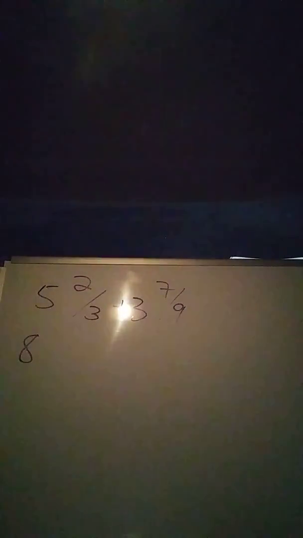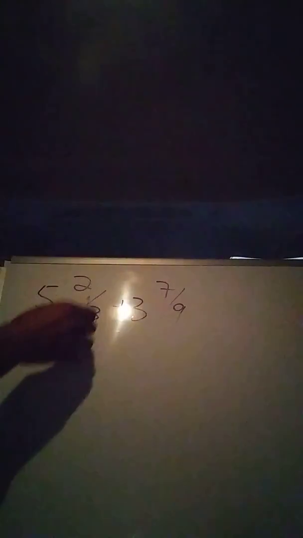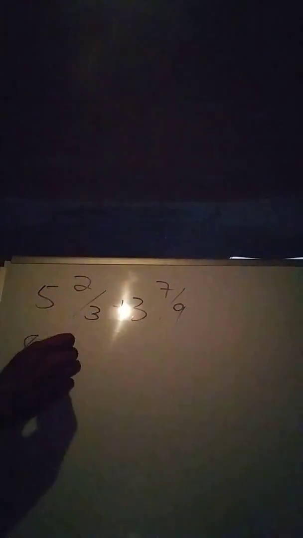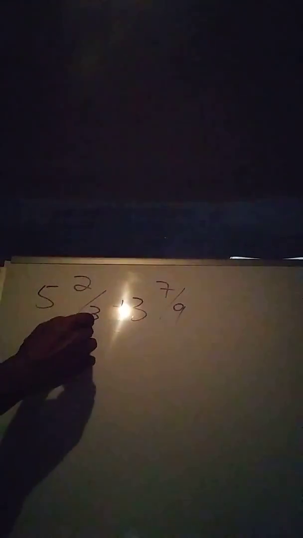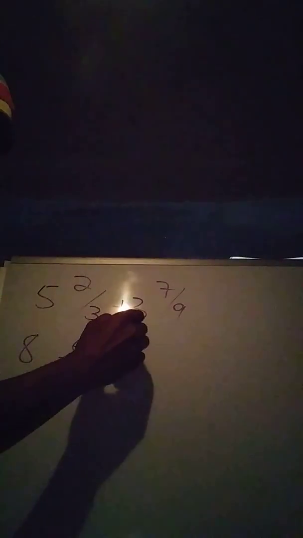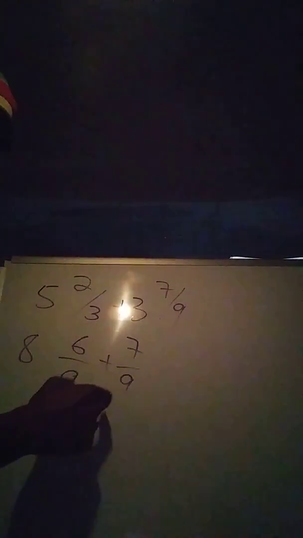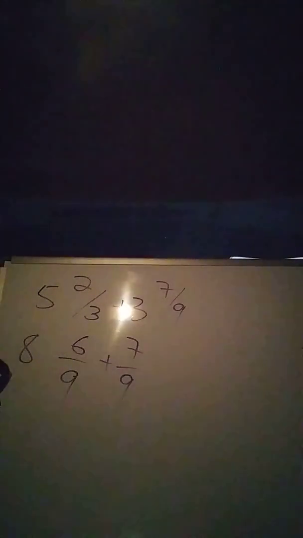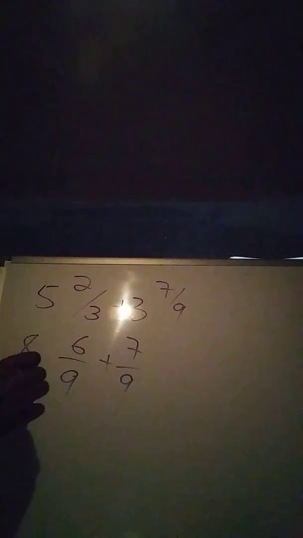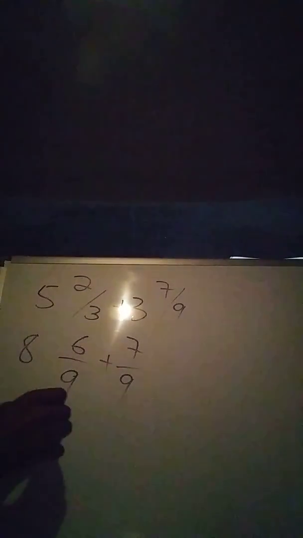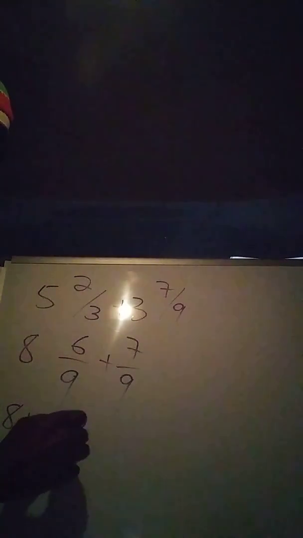So we can go ahead and start with that 9. That should work. So we're going to raise the 2/3 to something over 9, right? 3 times 3 is 9. So 2 times 3 is what? 6. And then the 7 over 9 stays the same since the 9 is already 9, right? So now we have 8 and 6 over 9 plus 7 over 9. 7 plus 6 is 13. So we're going to have 8 plus 13 over 9, right?